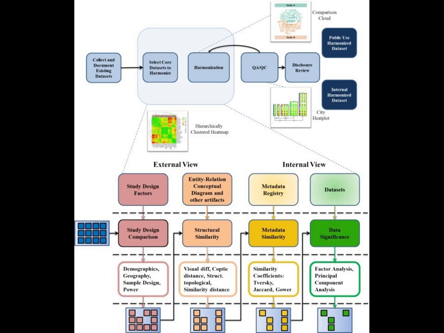QA/QC is really important because it helps to ensure that the data is accurate and reliable. Even if we've done a good job of selecting the data sets and harmonizing them, there's always the possibility that there are errors in the data or that there are inconsistencies in the data. So QA/QC is a process of checking the data to make sure that it's as accurate and reliable as possible. And are there certain ways that you would go about doing that?